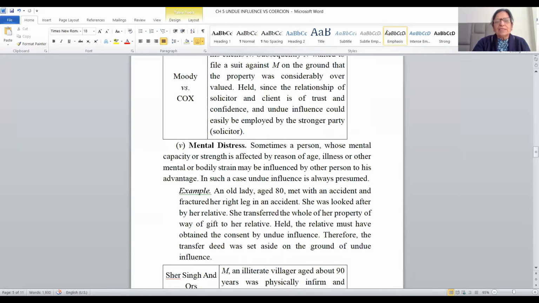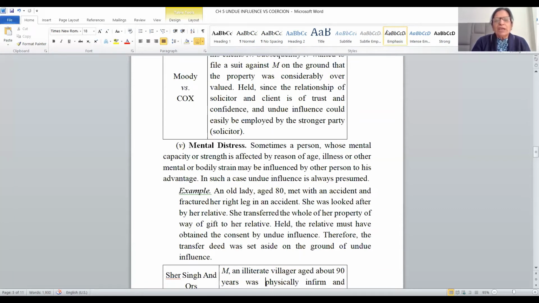Mental distress is another element of undue influence. Sometimes a person whose mental capacity or strength is affected by reason of age, he is running into old age, and he is dependent upon others. Then also, the person upon whom he is dependent may dominate his will.